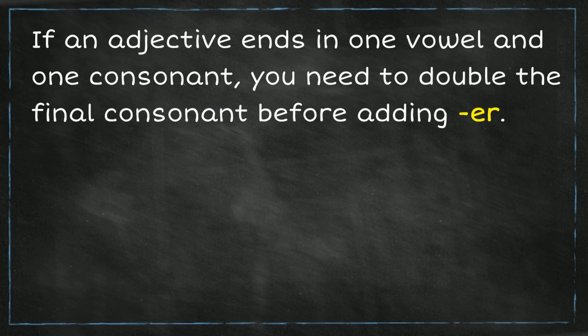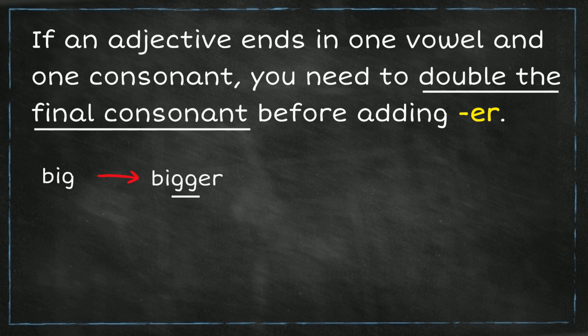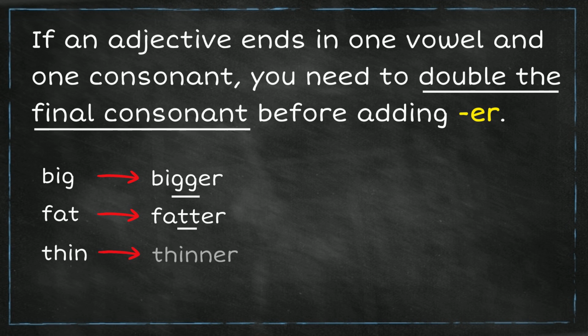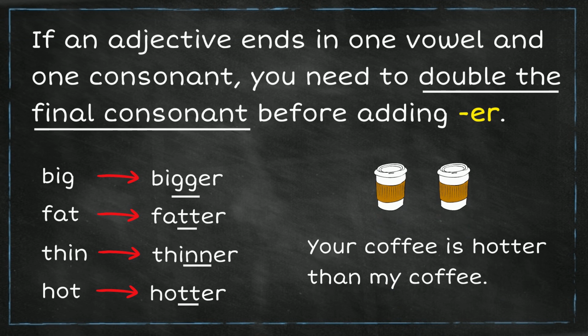Notice that if an adjective ends in one vowel and one consonant, you need to double the final consonant before adding -er. Big, bigger. Fat, fatter. Thin, thinner. Hot, hotter. Your coffee is hotter than my coffee.